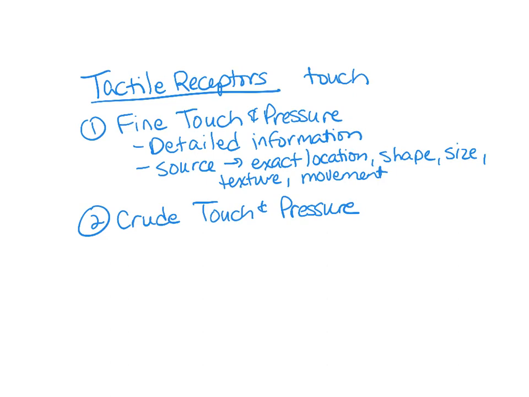Crude touch and pressure receptors are not detailed. They actually provide poor localization. It's much harder to tell exactly where that stimulus came from. And they give very little information about the stimulus.